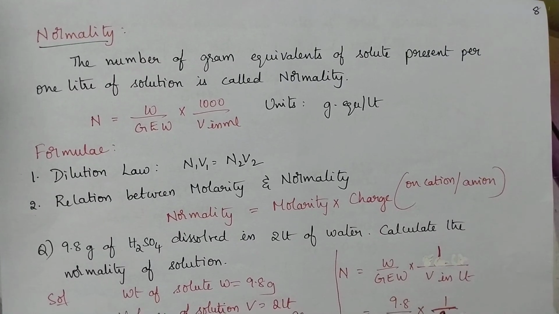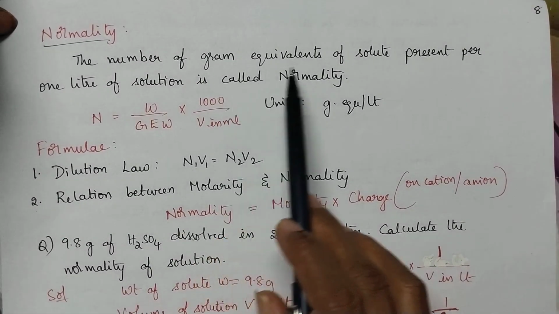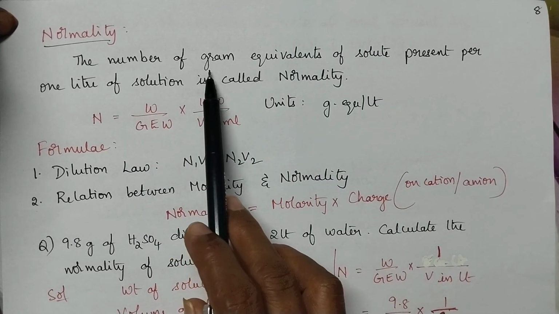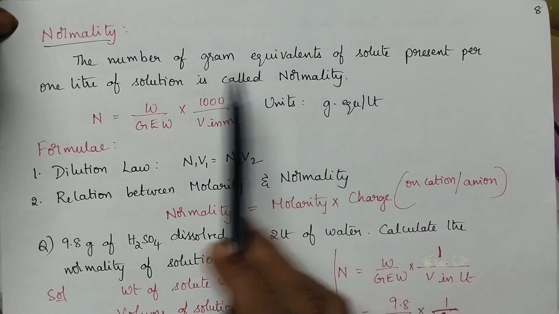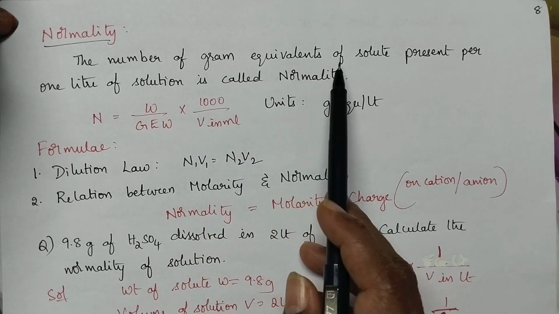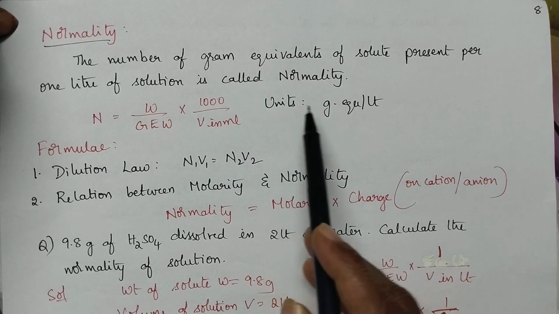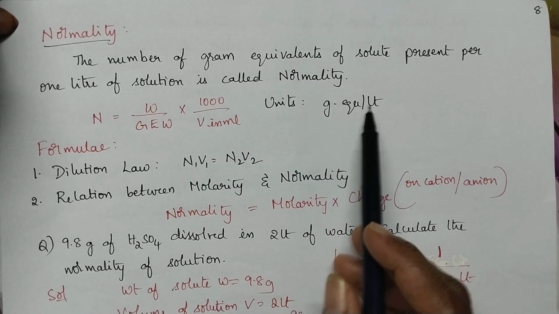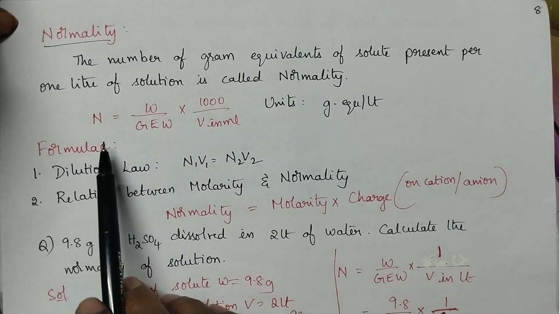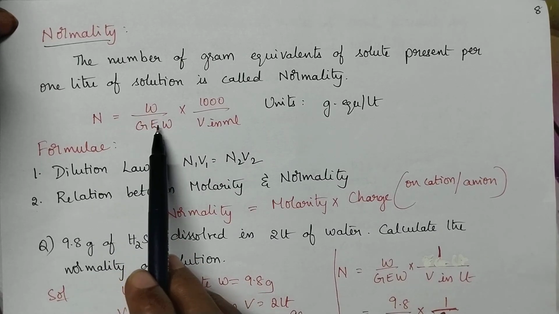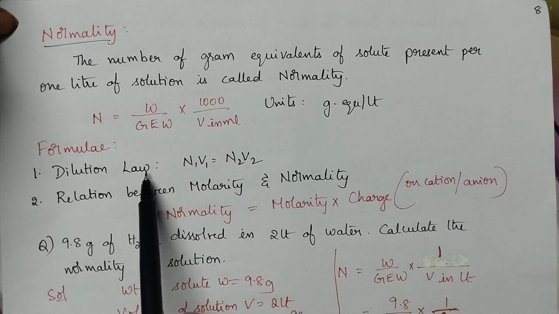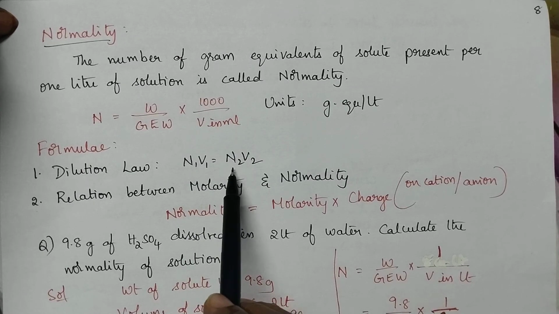Coming to the normality, it can be defined as the number of gram equivalents of solute present per 1 liter of the solution. How to calculate the number of gram equivalents of a solute? Weight by gram equivalent weight gives the number of gram equivalents. What are the units of normality? It is gram equivalents per liter. Finally, the normality of any solution can be calculated by using the expression N is equal to weight by gram equivalent weight into 1000 by V in ml. Coming to the formulae, the dilution law includes N1V1 is equal to N2V2.